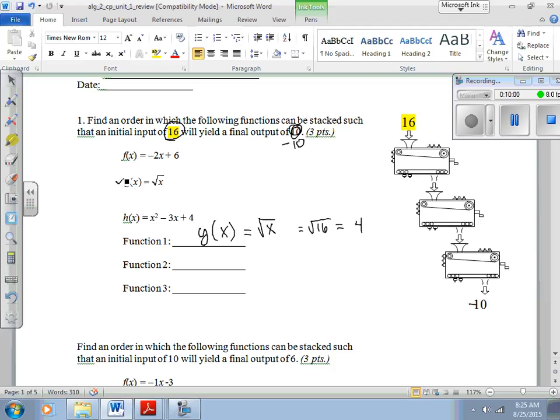All right, which one did we choose after that? We already chose that one. What was the next one we had to use? This one right here? Go ahead and choose that one. x squared minus 3x plus 4. And that gave us 4 squared minus 3 times 4 plus 4. That was 16 minus 12 plus 4. 16 minus 12 gave us 4. 4 plus 4 gave us an 8.